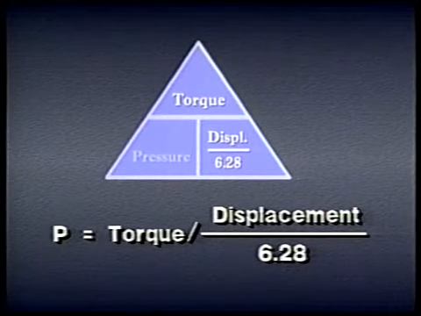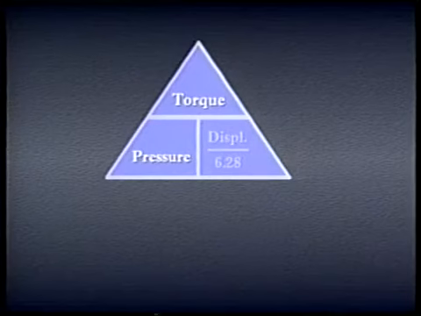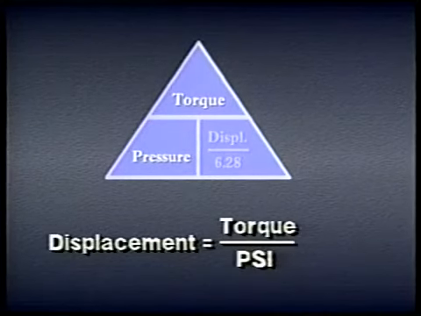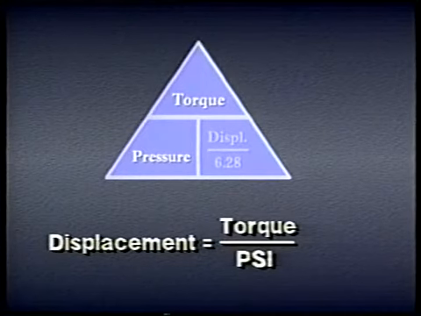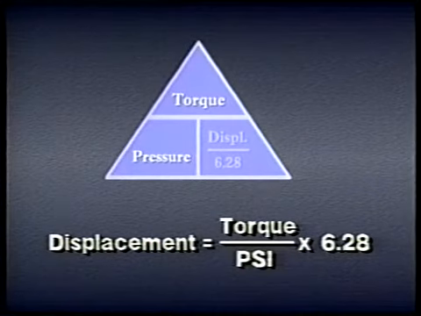Then we divide the torque by that number. Or if we want to know the displacement of a motor required to produce a specific torque at a given pressure, we just divide the required torque by the pressure, then multiply that number by the constant 6.28.